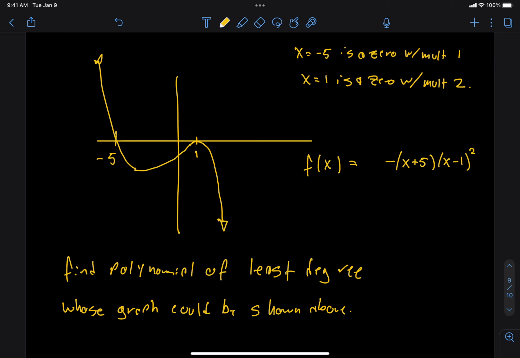And I would be happy with that. This is the polynomial of least degree that the graph could have with these features. Namely, the end behavior is up on the left, down on the right. And we have an odd multiplicity zero at 5, negative 5, and we have an even multiplicity zero at 1. I think the problem is asking for it completely simplified though. Okay, so that's no problem at all.